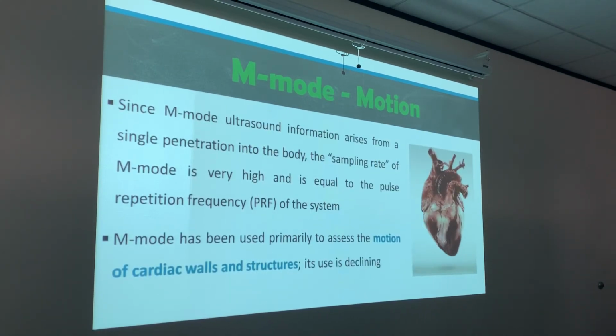Since M mode information arises from a single penetration into the body, or sampling rate, remember I said that line represents a single sampling rate. Okay, M mode's is very high and is equal to the pulse repetition frequency of the system. Of course, right? Because it's representing the entire depth of that image. Right? Remember how we can determine our pulse repetition frequency, 77,000 divided by the depth of our transducer, or whatever we're looking at, however much depth we're looking at. Okay. M mode has been primarily used to assess the motion of cardiac walls and structures, and its use is declining.